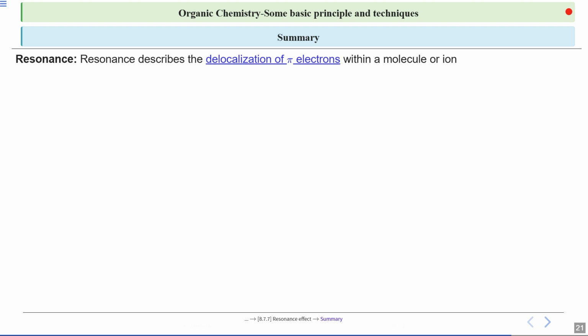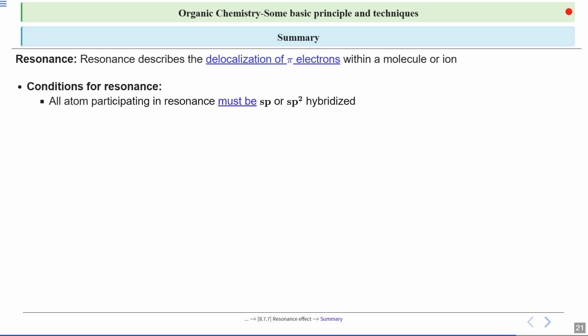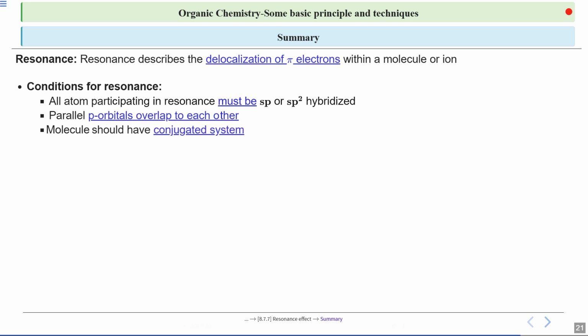So let us summarize all of today's discussion in one short note. So first we started with resonance. It describes the delocalization of pi electrons within a molecule or ion. Then we talked about the condition for resonance in case of carbon. The first one is the carbon should be sp or sp2 hybridized. The second one is the p orbitals should be present parallel to each other so that the overlap can be possible, and that will result in a complete conjugated system in the molecule.